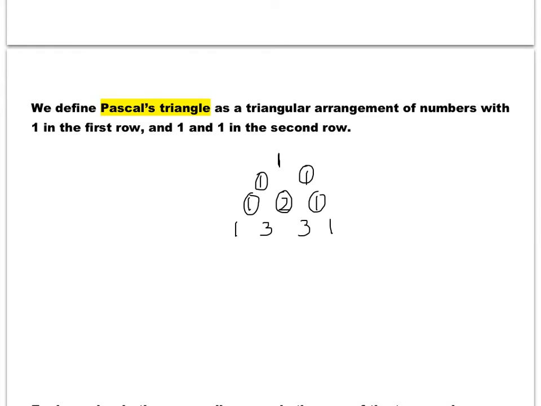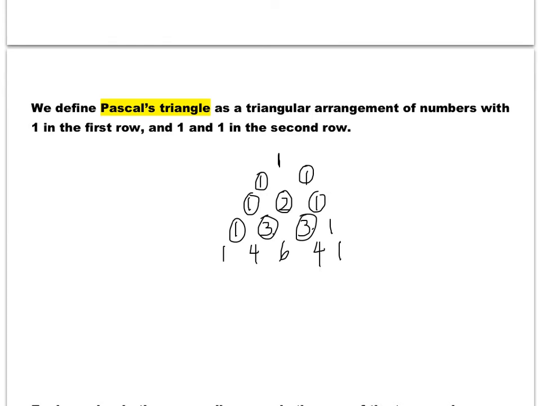Continuing this process, we can generate as many rows as possible. So if we go to the next one, we get 1 here, and the last element is 1. Now 3 plus 1 gives us 4, 3 plus 3 gives us 6, and 3 plus 1 gives us 4.